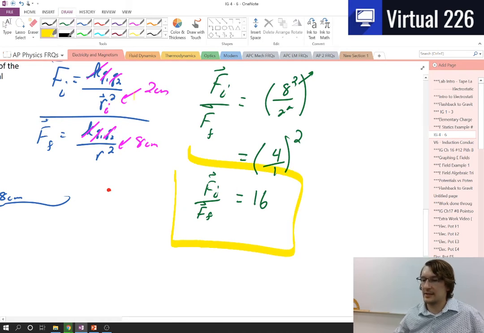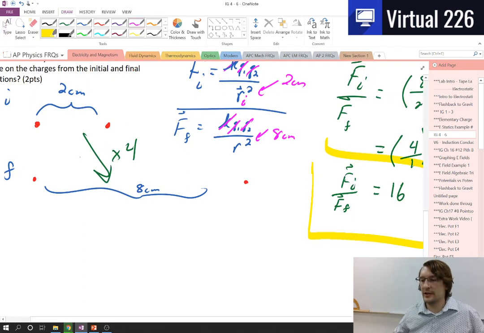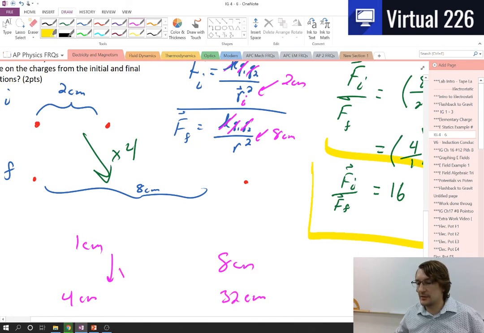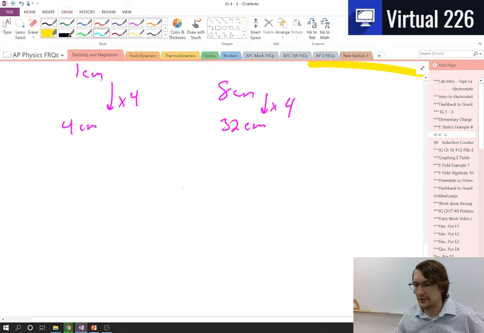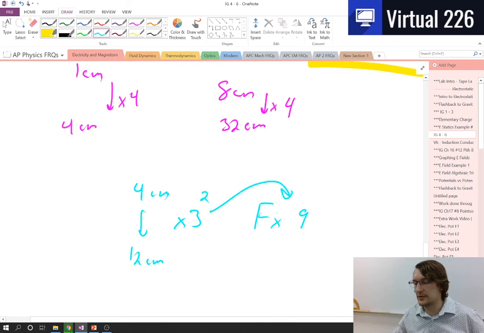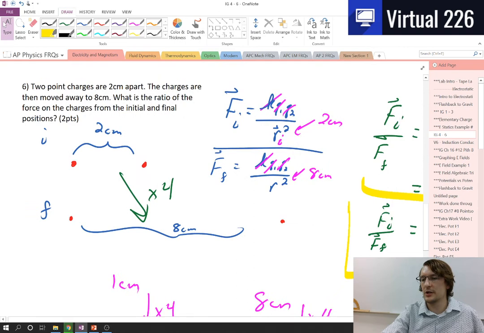It changes by 16. And it doesn't actually matter that this is 2 centimeters and 8 centimeters. It could have been 1 centimeter and 4 centimeters. It could have been 8 centimeters and 32 centimeters. These still are just factors of 4 on the increase of distance, which means a factor of 16 on the force because it's that squared property. And if we went from something a little bit different, let's do 4 centimeters to 12 centimeters, well, that's an increase of 3 in the distance, which means that the force is going to change by 9 because the square of 3 gives us that. So that's how we do a quick little ratio on that last problem.